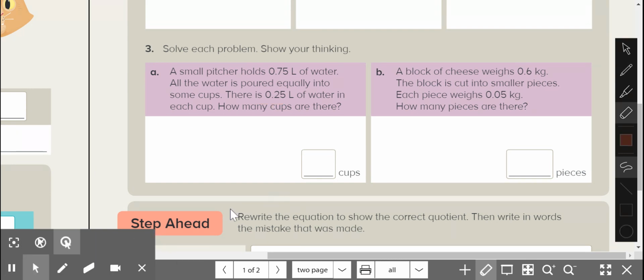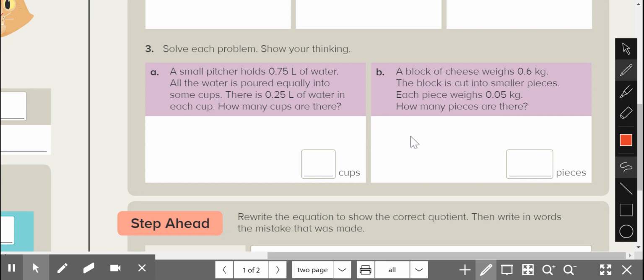The second problem reads like this. A block of cheese weighs 0.6 kilograms. The block is cut into smaller pieces. Each piece weighs 5 hundredths of a kilogram. How many pieces are there? So to do this one, I guess we could also do it the same way. We could start with maybe looking at it as a multiplication problem. We have 5 hundredths of a kilogram times, we don't know, a number.